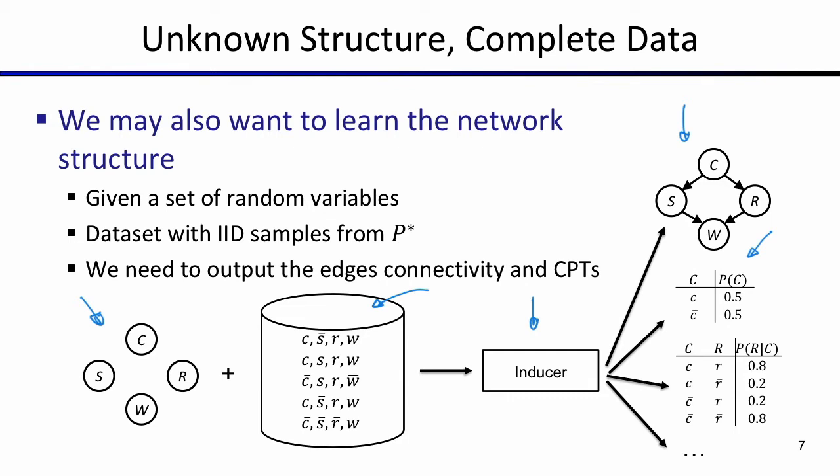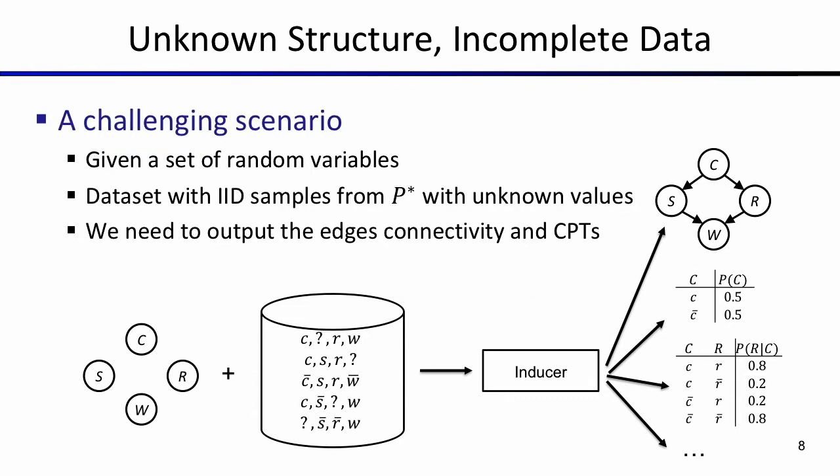So we can use a principle like maximum likelihood, but in order to estimate the likelihood of each structure, we need to compute the parameters. So in this case, it's going to be difficult to separate the learning of the parameters from the learning of the structure. So you're going to have this as a single output of the algorithm.